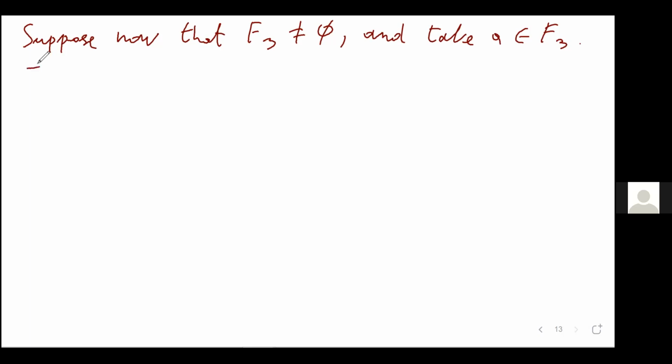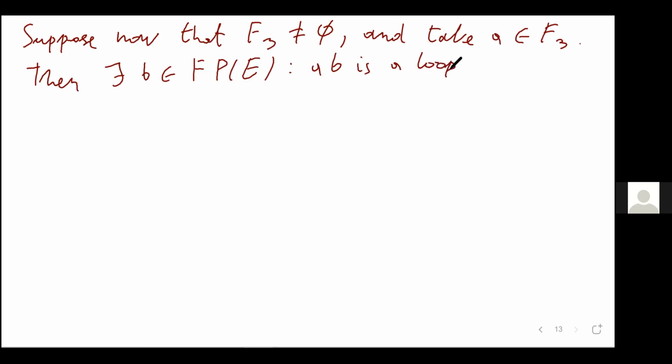So then there exists a path B such that AB is a loop. Now let me make it clear. If you think about it long enough, it becomes obvious. But let me clarify it on another page.